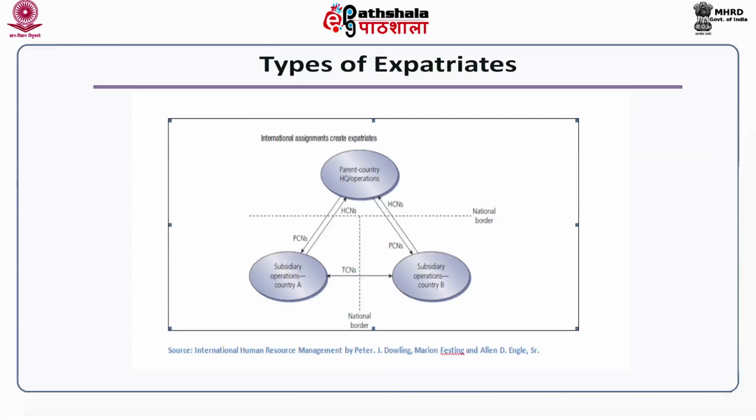In the figure, we can see how international assignments create expatriates. When a parent country national is moved from the parent country to a subsidiary country, he becomes an expatriate. Similarly, when an employee from a subsidiary country's operations is moved to the parent country, he becomes a host country national. When an employee is moved from one country to another, he becomes a third country national. In this way, we can see that an international assignment creates expatriates.